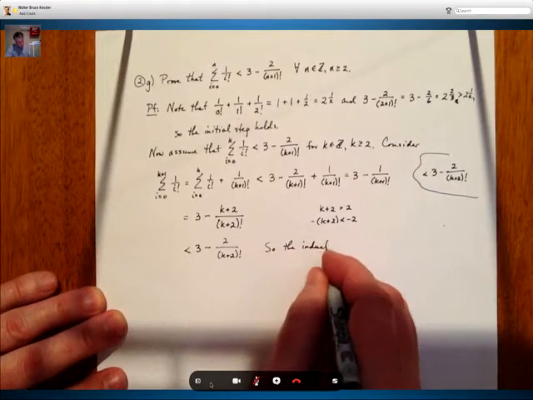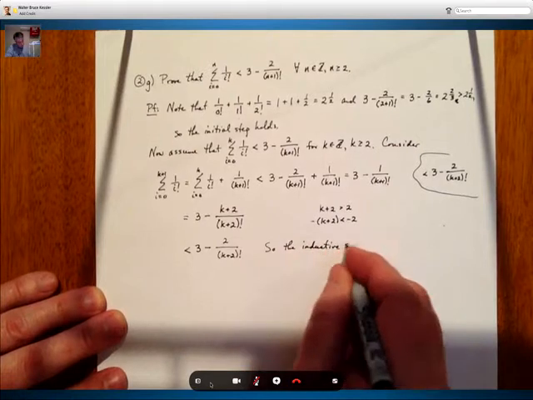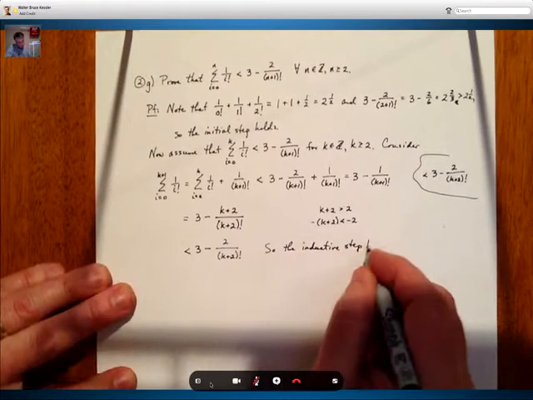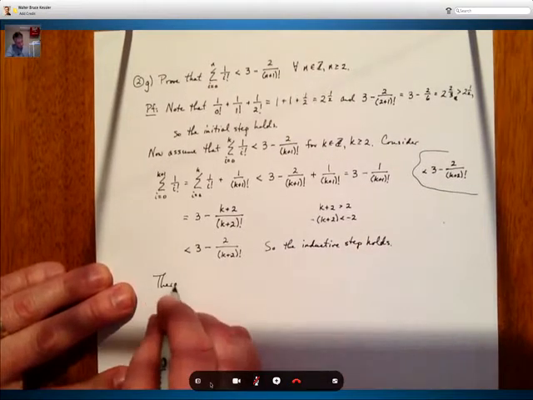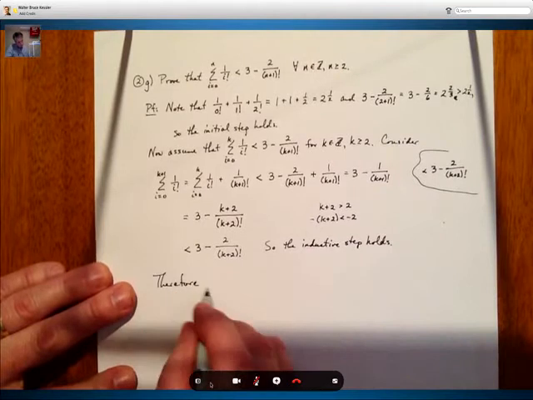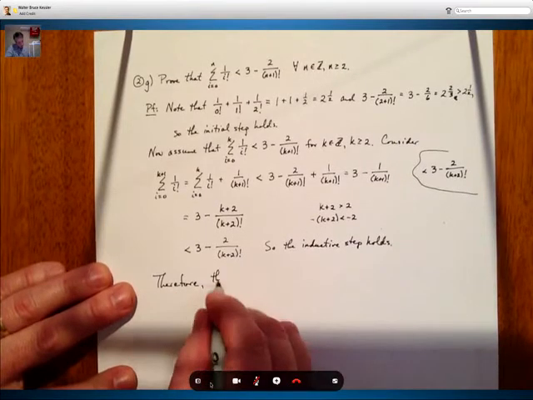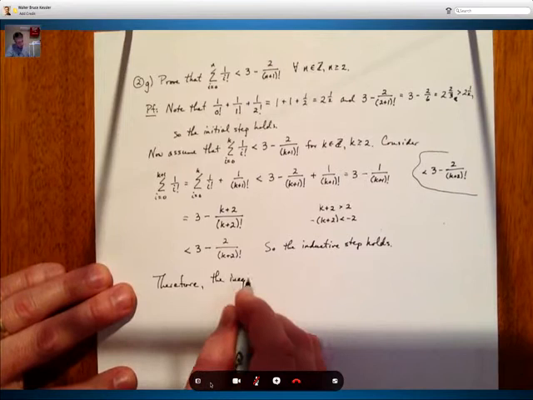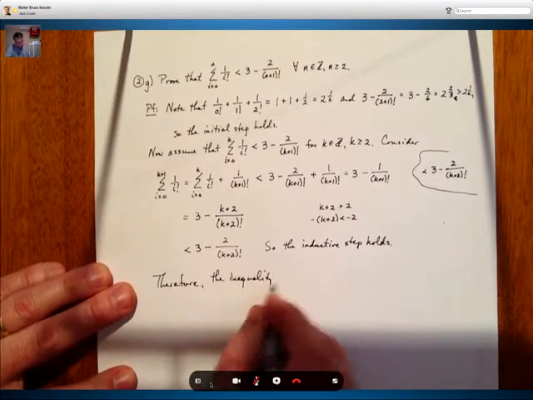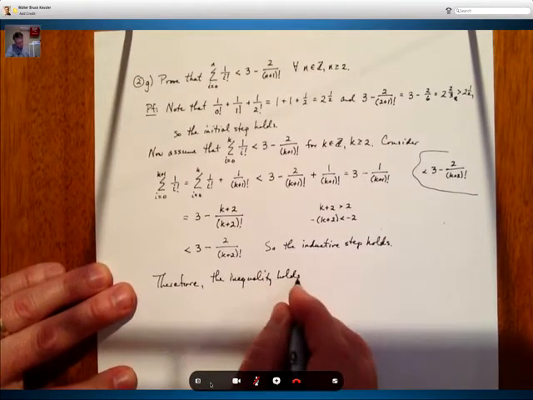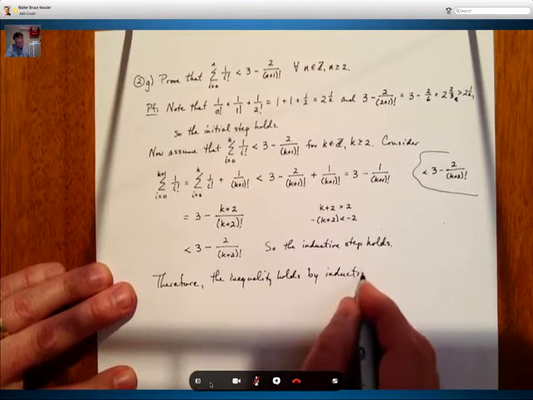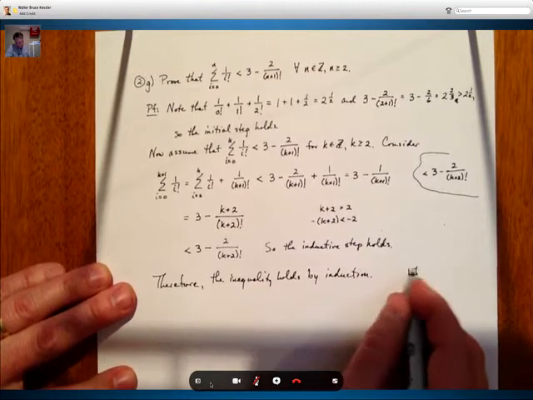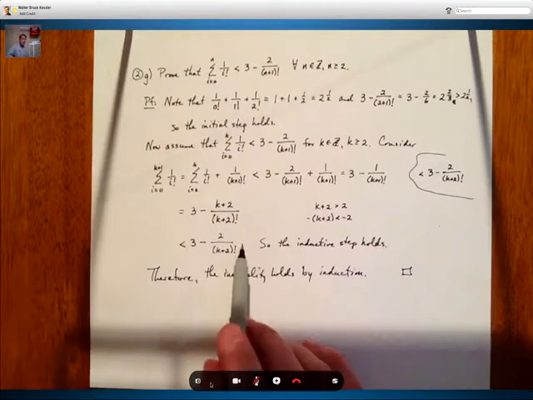This is the inductive step, so the inductive step holds. Therefore, the inequality holds by induction.